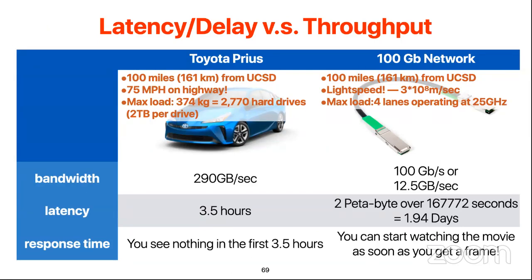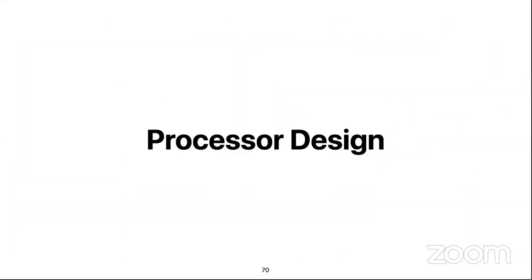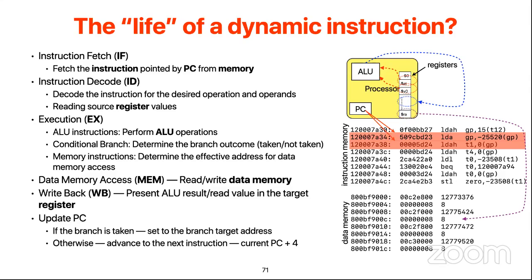So if I want to transfer 2 petabytes of data, using a gigabit network is not giving you the best bandwidth. However, the response time, or say the latency, is a lot better than using a Toyota Prius, because if you use a Toyota Prius, you don't see anything within 3.5 hours. All right.